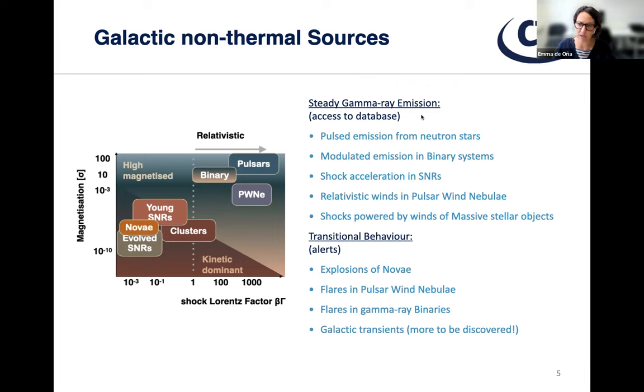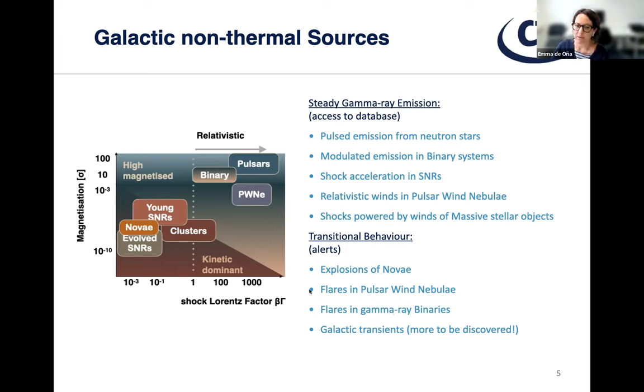And in that case, what we want to get from our colleagues at different wavelengths or multi-messengers is access to databases. So we have the information that we can build on and understand what's going on in these steady sources. I'm talking about pulsed emission or modulated emission in binary systems, the acceleration in supernova remnants, relativistic winds in pulsar wind nebulae, or the shocks powered by winds in massive stars. This is on one side, and on the other side, we are also going to investigate a lot of transient behavior. This implies not just novae but also other kinds of X-ray galactic transients, like X-ray binaries or flares in gamma ray binaries.